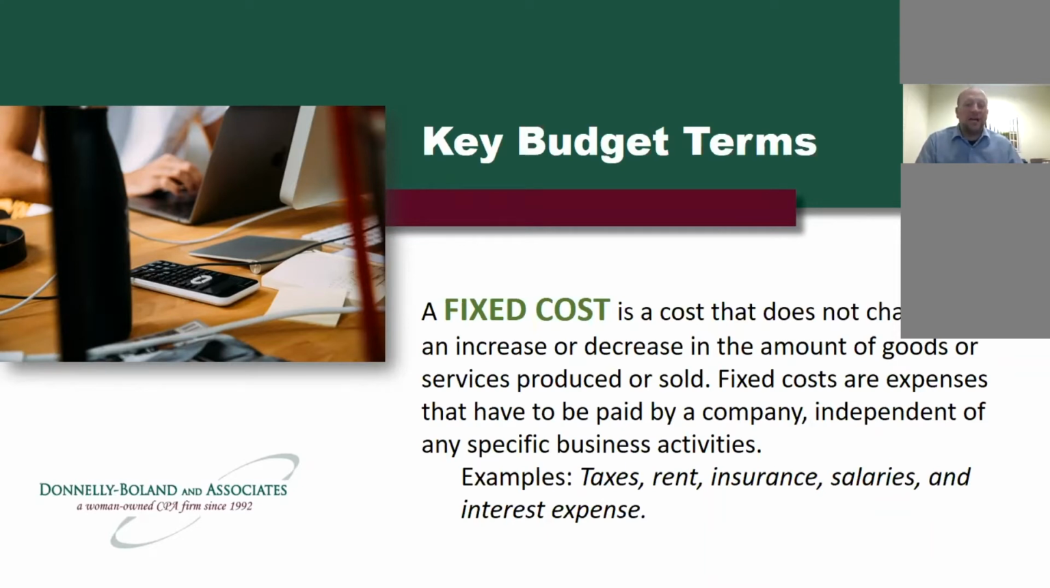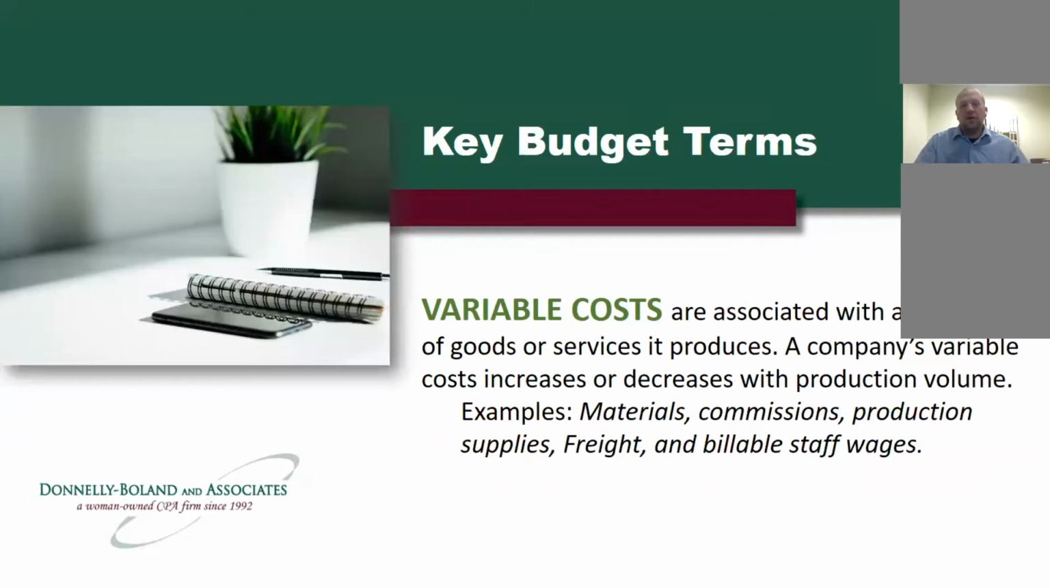Now, on the reverse side, another cost that I want to talk about is variable costs. Variable costs are associated with and fluctuate with the amount of goods or services produced. A company's variable costs increase and decrease based off of production volume. Great examples of some variable costs are direct materials, production supplies, maybe some freight, commissions, direct labor. All of those just fluctuate based off of how much you're selling, how much you're going to be doing in your services or production services.